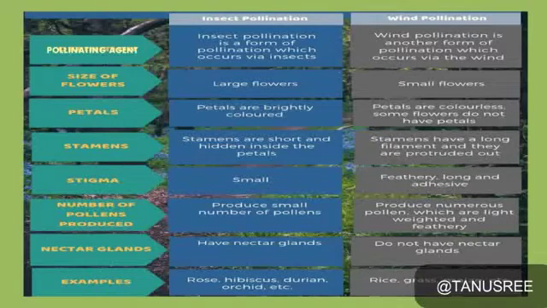We now differentiate between insect-pollinated, that is entomophilous flowers, and wind-pollinated, that is anemophilous flowers, on the basis of pollinating agent, whether it is insects or wind, the size of the flowers, whether it is large or small, petals, whether they are colored or colorless, stamens, whether they are short or long, stigma, whether small or feathery, number of pollen produced, whether few or numerous, nectar glands being present or absent, and of course, a few more examples to be noted.